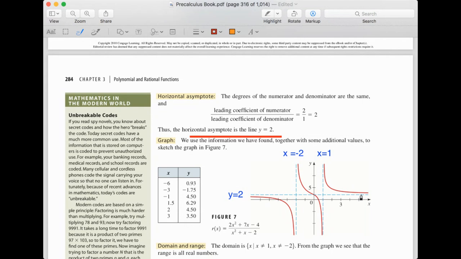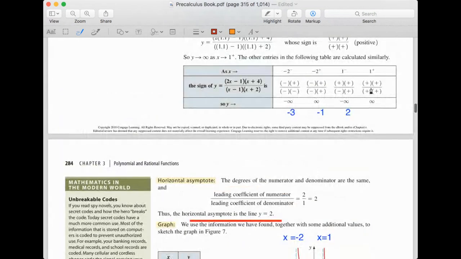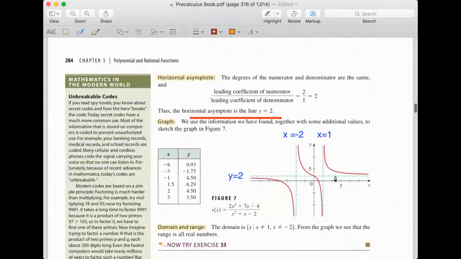From 1 up to positive infinity, we see it's always positive. Everything is positive, so the graph goes above y equals x. Okay, that's how we graph these rational functions. Any questions?